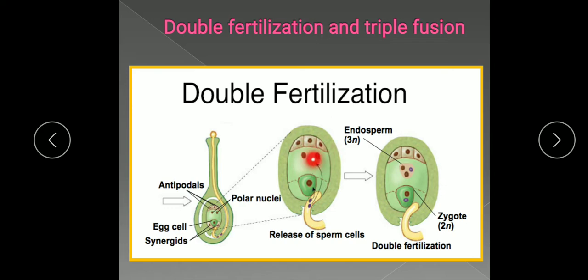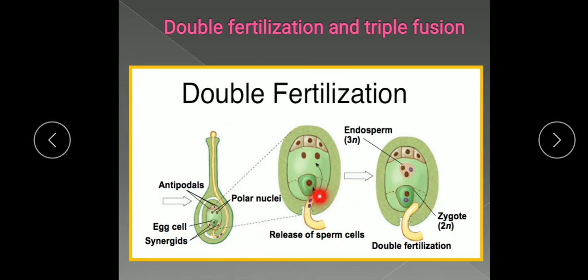You just count how many times the fusion is taking place and the fertilization is taking place. So the first fusion is between the polar nuclei to form the secondary nucleus. Now of these two male nuclei, one fuses with the egg cell. This is the egg cell. This is the first fertilization. The female gamete and the male gamete fuse and form the zygote.